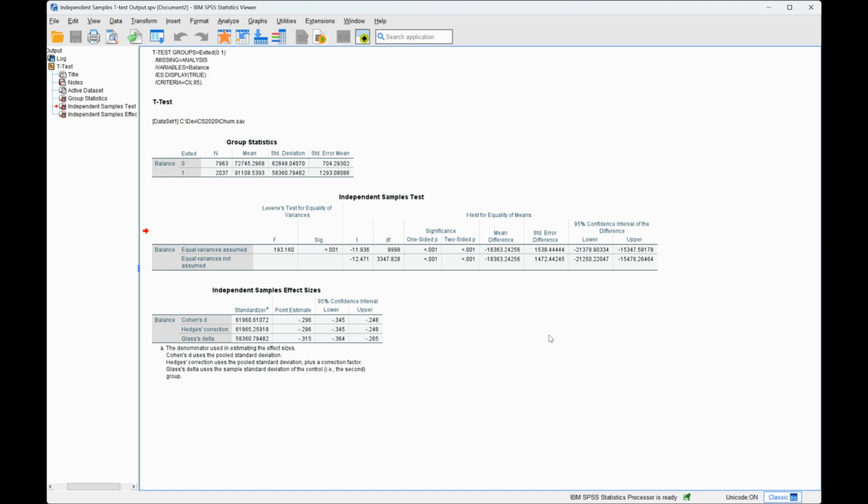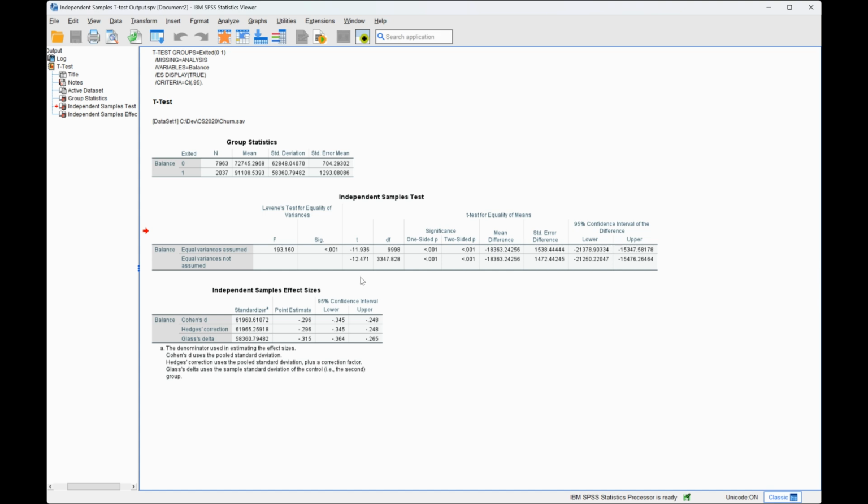In our case, SPSS calculates the t-value of negative 11.936, or negative 12.47 when assuming unequal variances. That is a huge value, because you've got to remember, for it to be a small value, it has to be between negative 2 and positive 2. The negative sign means that group 2, the ones who left, which equals 1, had a higher mean than group 1, the ones who stayed, which equals 0.